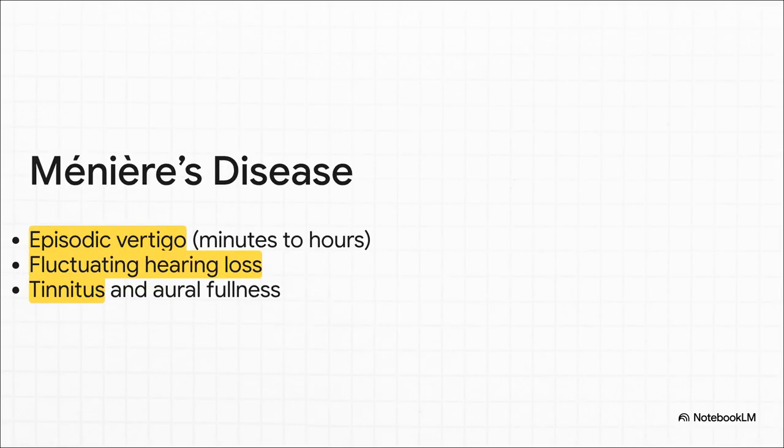And finally, let's touch on Meniere's disease. The way to recognize this one is to look for the classic triad of symptoms. Patients get these attacks of vertigo that last from minutes to hours, but at the same time, they get hearing loss that comes and goes, ringing in the ears, tinnitus, and a feeling of fullness or pressure in that ear. When you see those things happening together in episodes, you have to think about Meniere's.